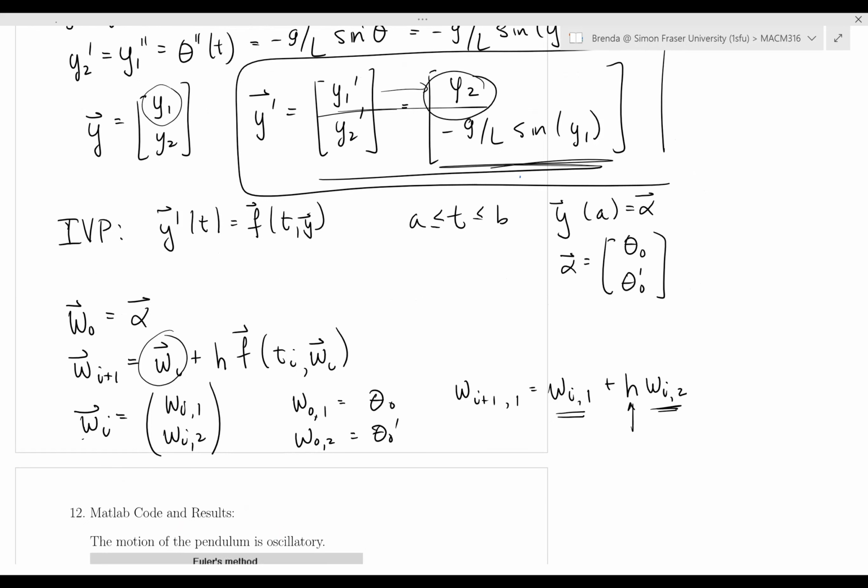Let's write the next one. WI plus 1, 2 is WI1, where we were before. Now, how do I get this thing right here? What is that? It is WI. And what do I put there? How do I update?